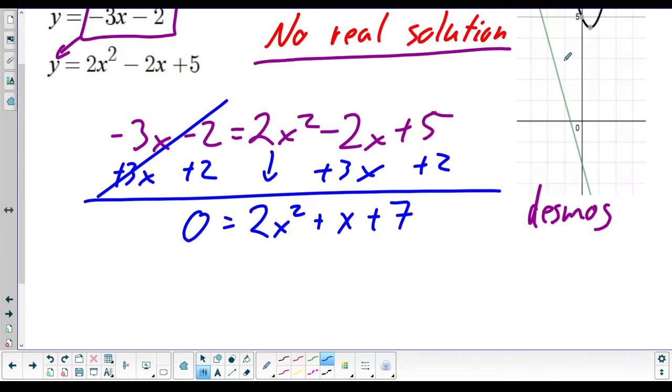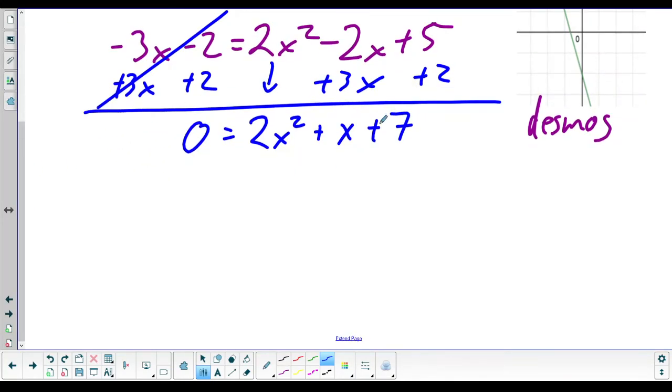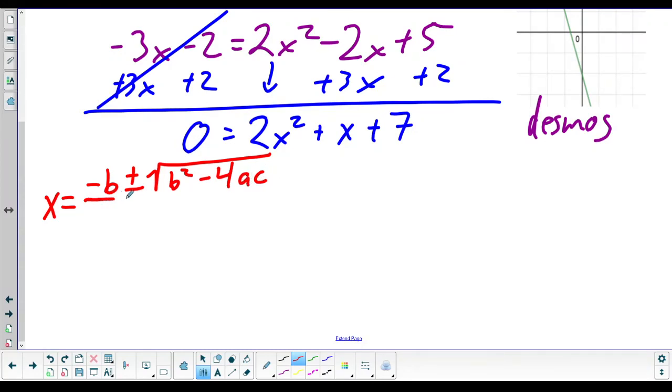I know that because of the graph. But if you just try and factor this thing, it's not going to work and you're going to have a bad time. So if we have something that's unfactorable, you have to go use the quadratic formula. And let me give it to you just in case you forgot it. The quadratic formula is x equals negative b plus or minus the square root of b squared minus 4 times a times c, that entire thing over 2 times a.